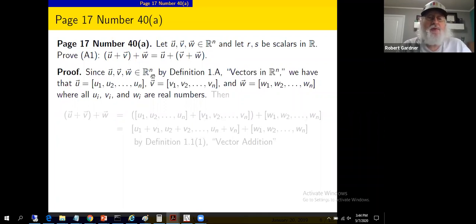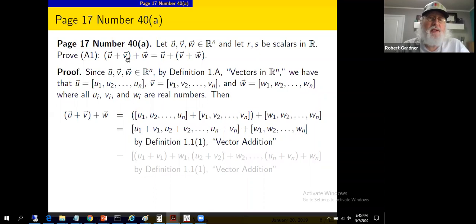So take your vectors u, v, and w from Rn. I tell you what, let's write them in terms of components because that's how we're going to add them together. So let vector u have components u1, u2 through u sub n, and similarly for vector v and similarly for vector w. So we'll write these in terms of components.